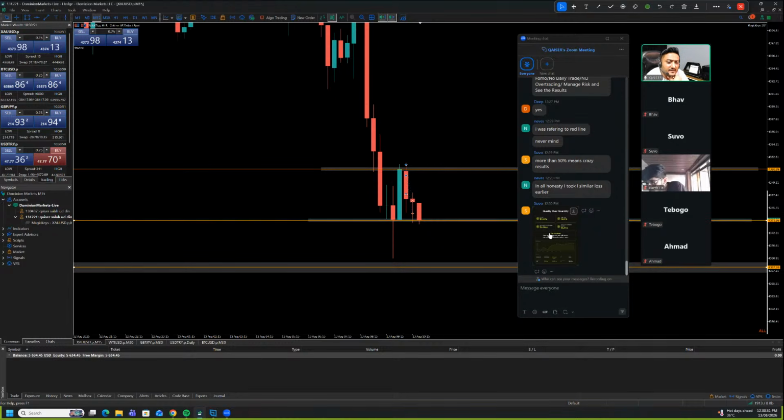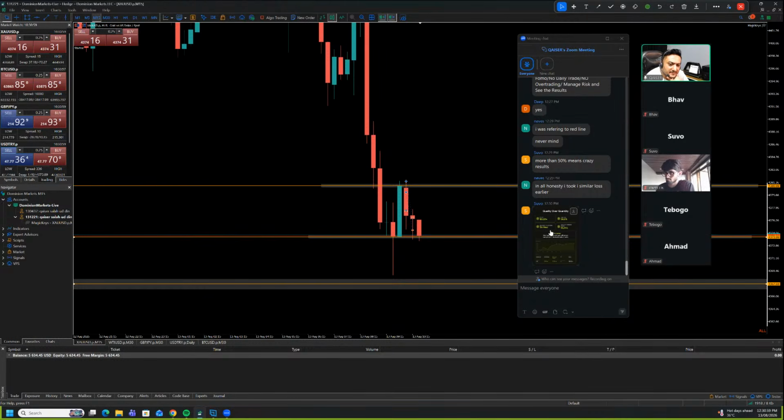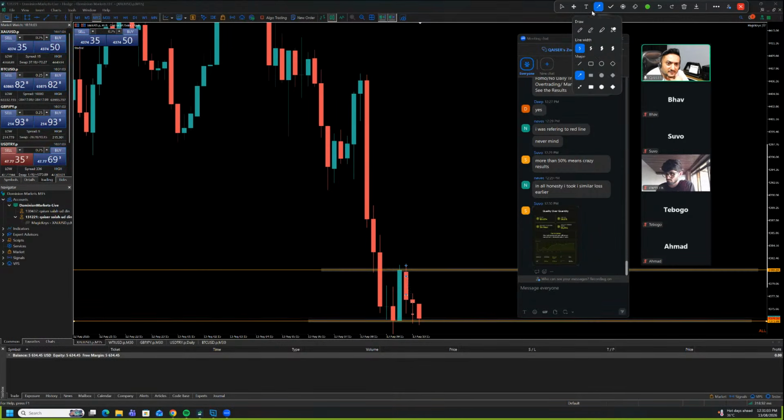In all honesty, I took similar lows earlier, okay, Sneeves, but it was a good plan if it already appeared before. It was a good plan. Even, you know what? Look at this one. It's the same thing, just change the shape. Created a support, created a resistance, break above the resistance, fill the range.